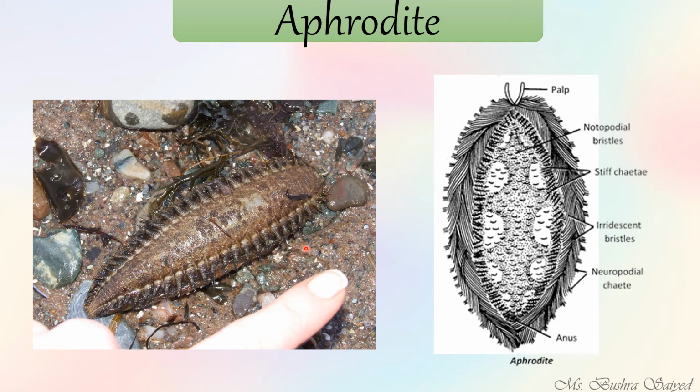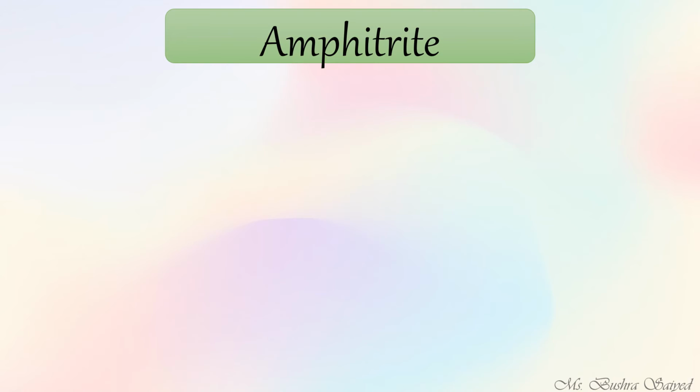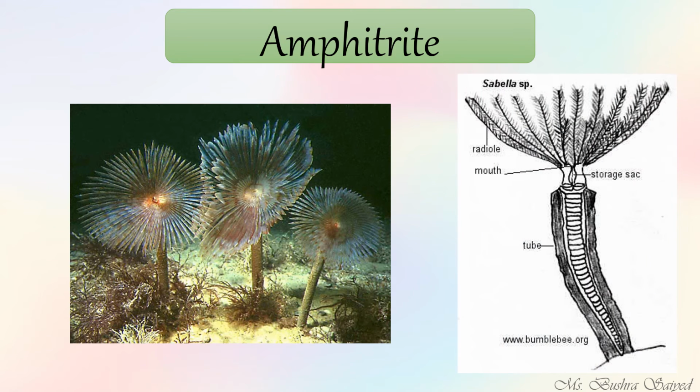It means that they have hard setae over their body, bristles, the neuropodial setae, the anal region. So this is how an Aphrodite looks like. Amphitrite, usually we call them as sabella. Okay, this is how they look like. They are always found in the aquatic region, mostly marine region.